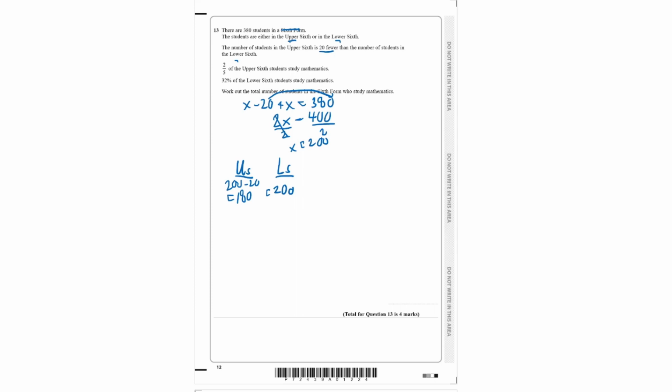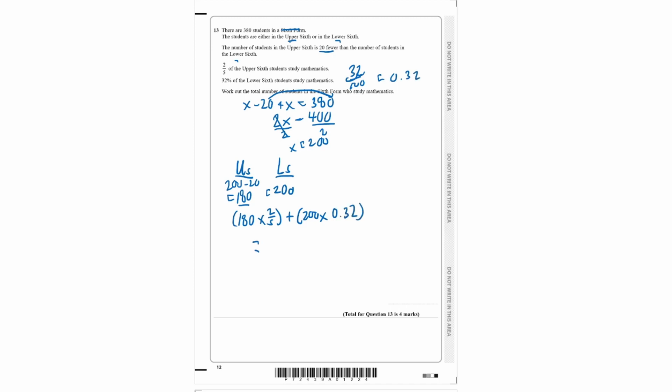Now, we can see here that 2/5 of the upper sixth study mathematics. So the upper sixth we found to be 180. So 180 times 2 over 5. Now we combine this with the lower sixth who study mathematics, plus 200 times 32%. That's 32 over 100. Or we can simply divide by 100 and we get 0.32.